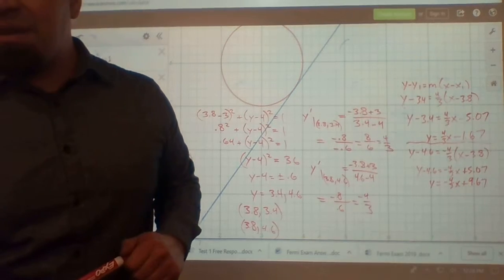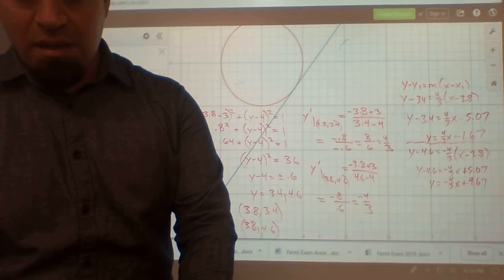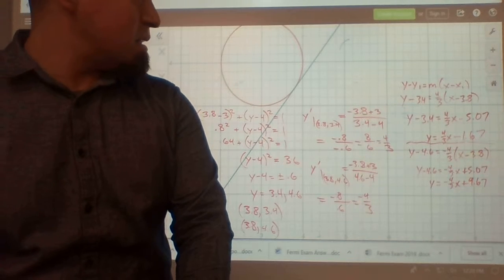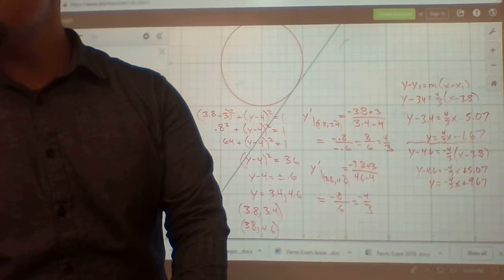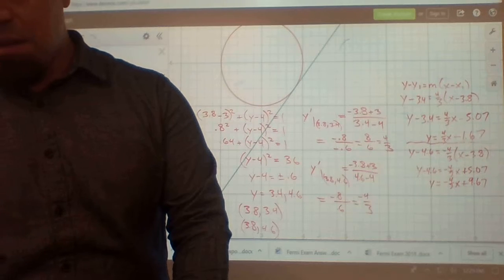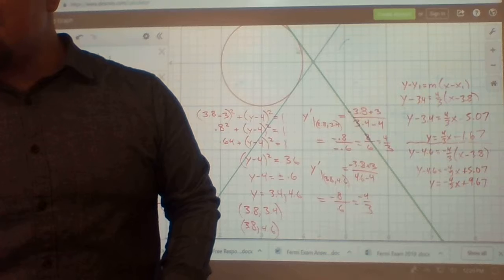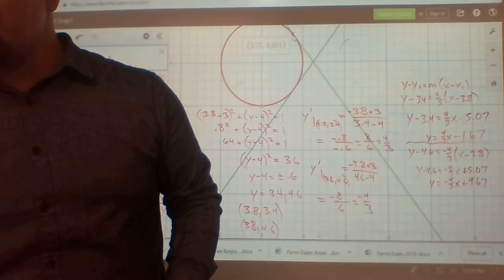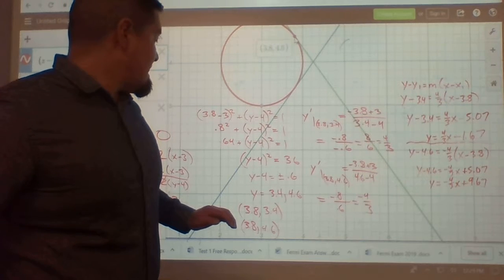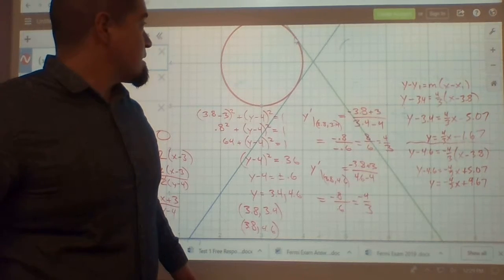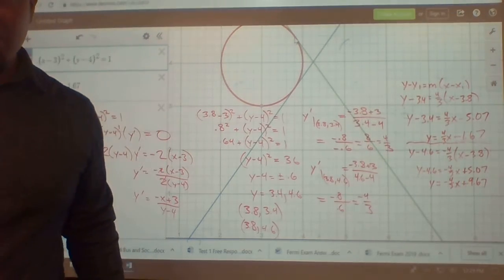Okay, what about the other one? So now let's graph the other one. If we did that right, y equals negative 4/3 x plus 9.67. Okay, and that touches the line, so that's a good sign. And you'll see the other solution there for our tangent line, 3.8, 4.6. Okay, so that's what we found. All right, so next one.